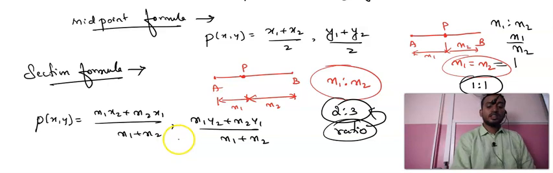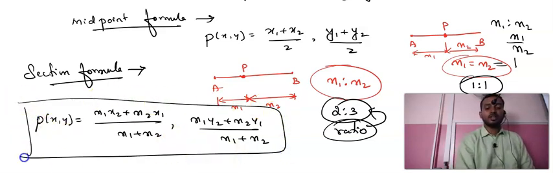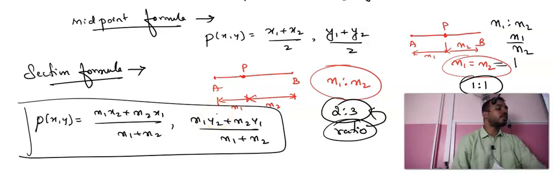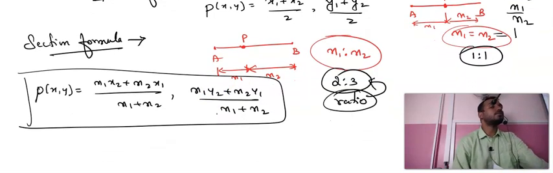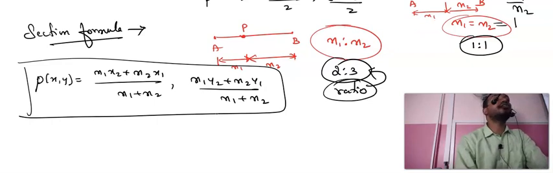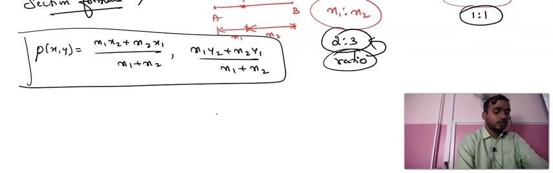Understood? The same section formula we will be using: M1 x2 plus M2 x1 by M1 plus M2, M1 y2 plus M2 y1 by M1 plus M2. This is called the section formula. Any doubts? Understood the difference between section formula and midpoint formula? Very good.